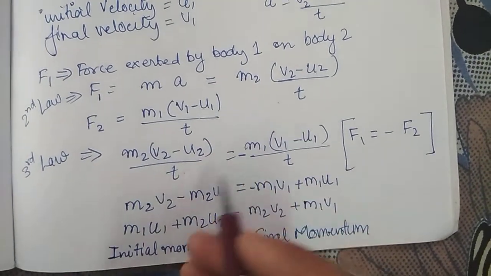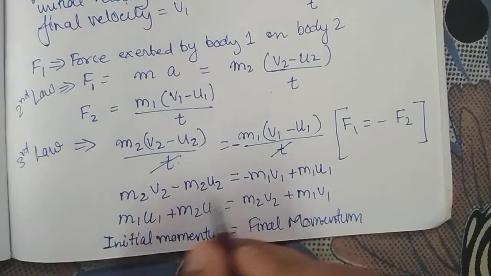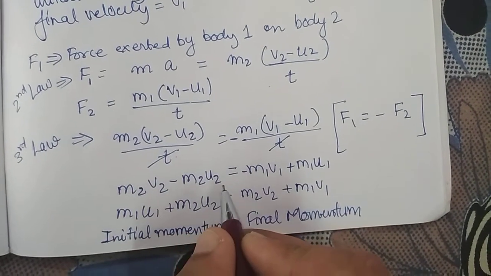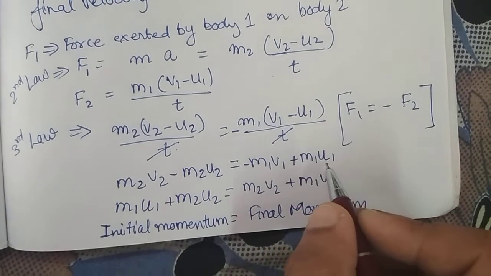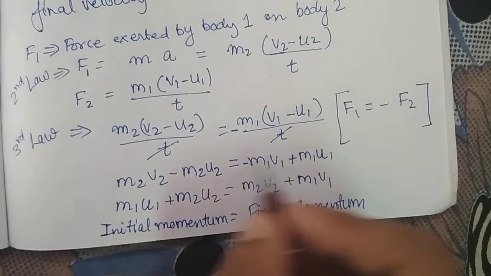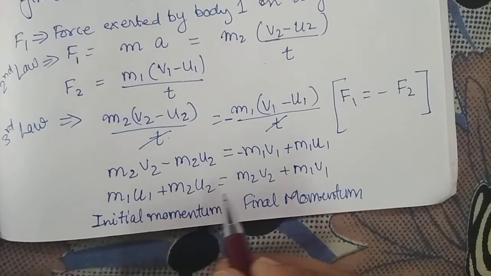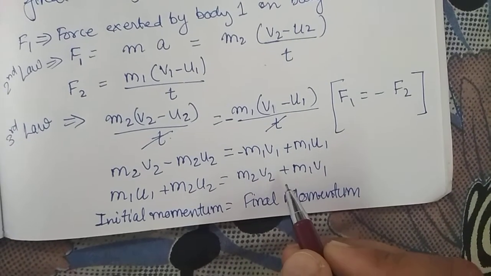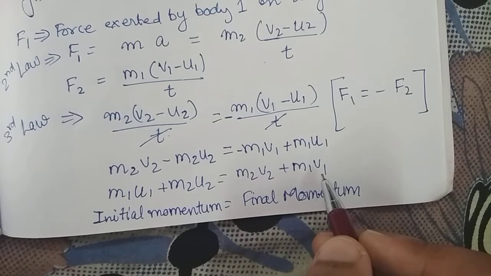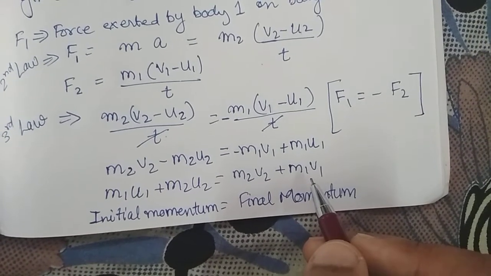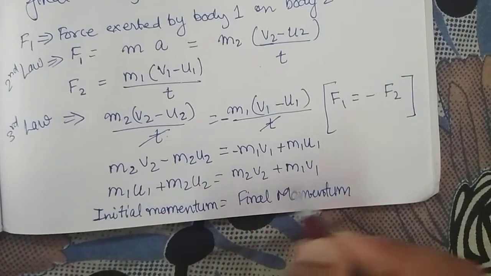here and simplify it, and we can cancel t from t, and we get m2 v2 minus m2 u2 is equal to minus m1 v1 plus m1 u1. When we rewrite it, we get m1 u1 plus m2 u2 is equal to m1 v1 plus m2 v2. This is the initial momentum and this is the final momentum.